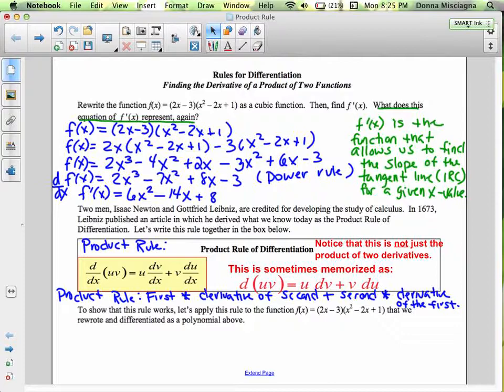But it's easier if you're always consistent. So dv is just the derivative. This is the derivative of v with respect to x. That's just referring to the derivative of v.